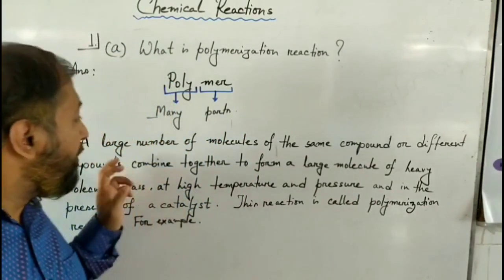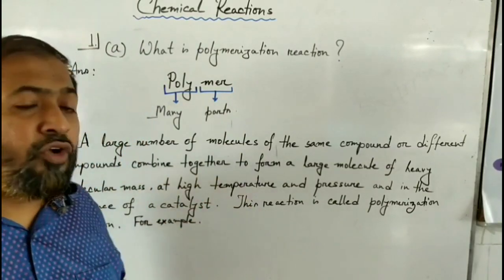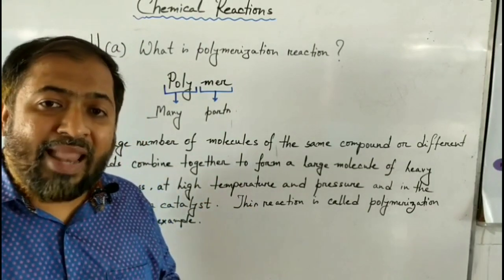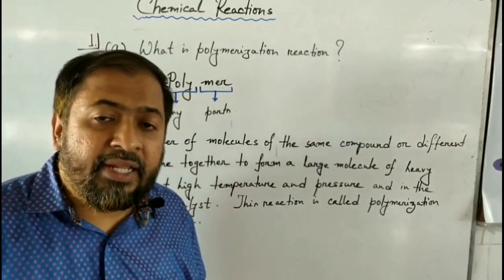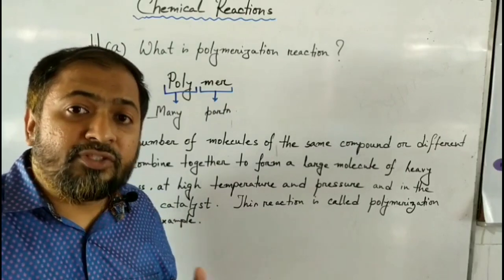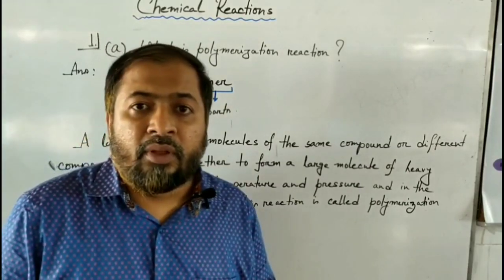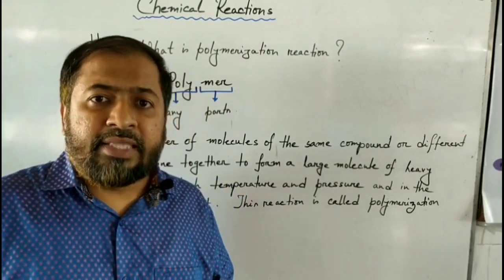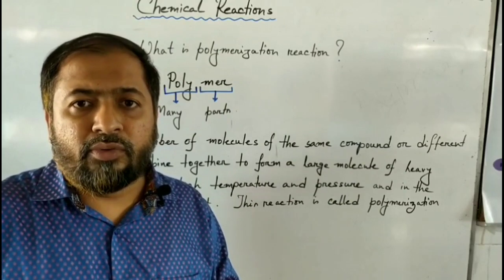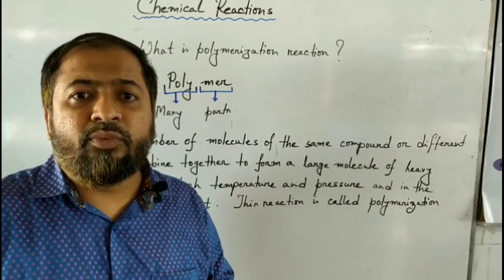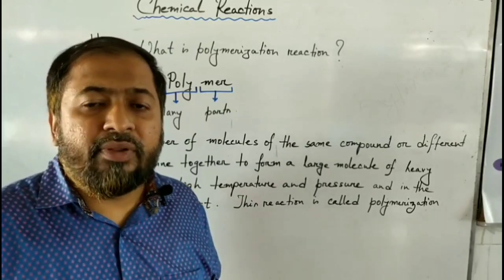When a large number of molecules of the same compound or different compounds combine together to form a large molecule of heavy molecular mass at high temperature and pressure and in the presence of a catalyst, it is known as a polymerization reaction. This type of reaction happens among small molecules, which are connected with each other under huge pressure and temperature. I am going to give you an example.